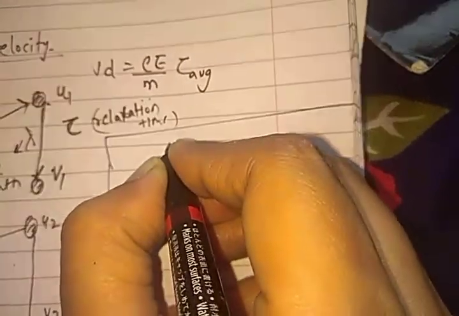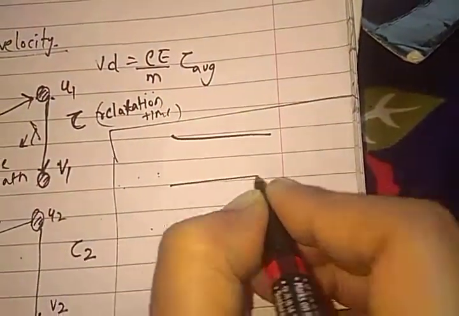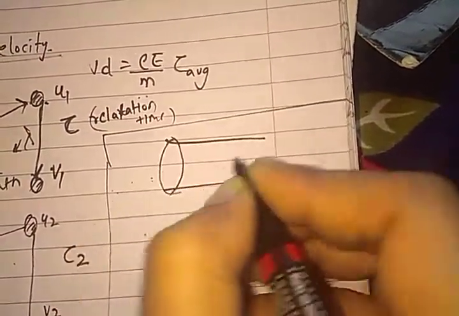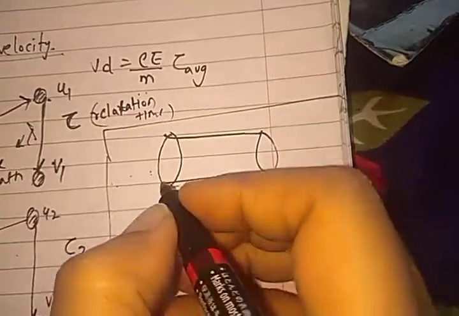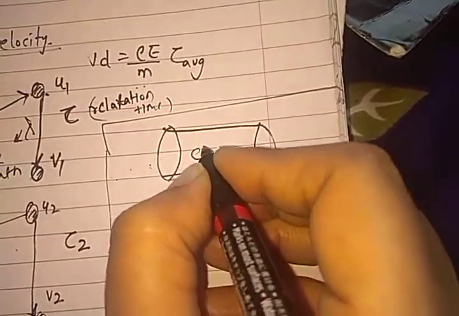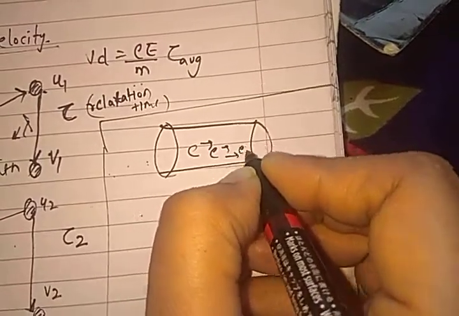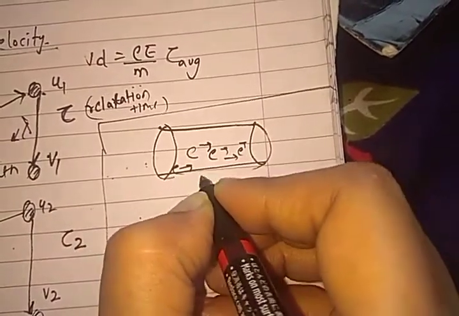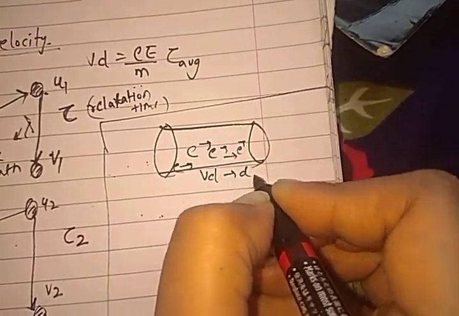So let us draw the diagram. Here is again a conductor, and the electrons are moving. This is a stream of electrons, you can say. They are moving with the velocity Vd.